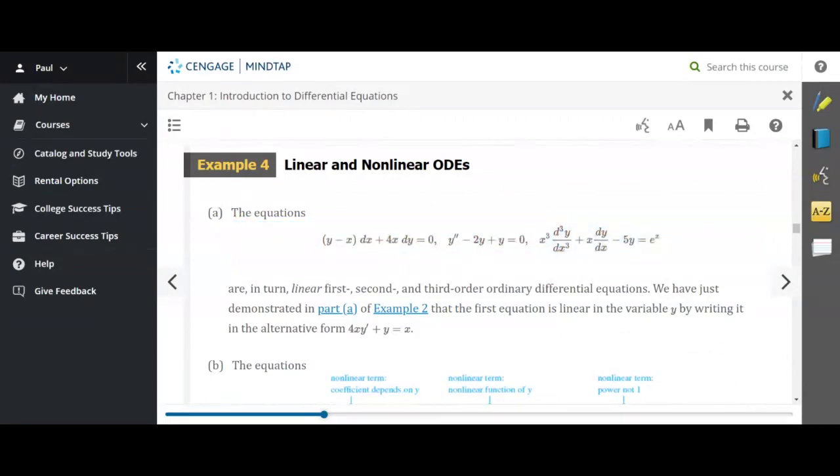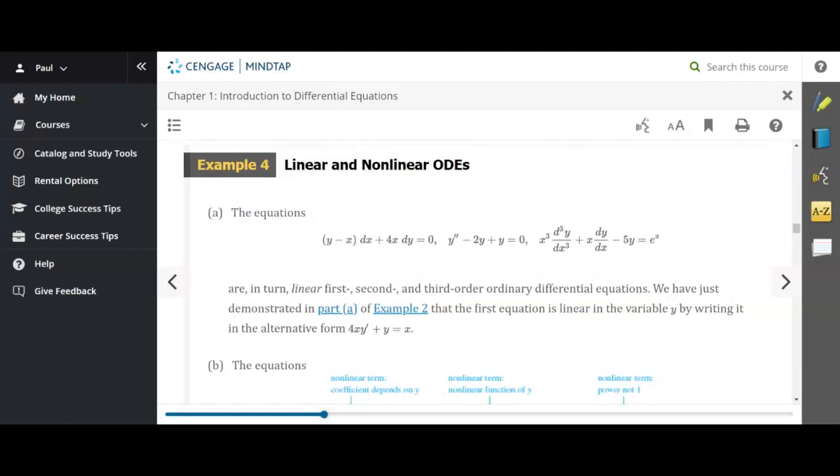So let's just, we're in example 4, part A. There are 3 differential equations there. The first differential equation is in differential form. Okay, you see that? Amanda was asking about that. In example 4, part A, the first differential equation is in differential form. The other 2 differential equations are in normal form.